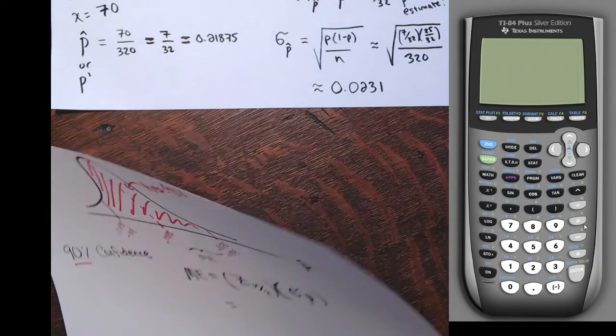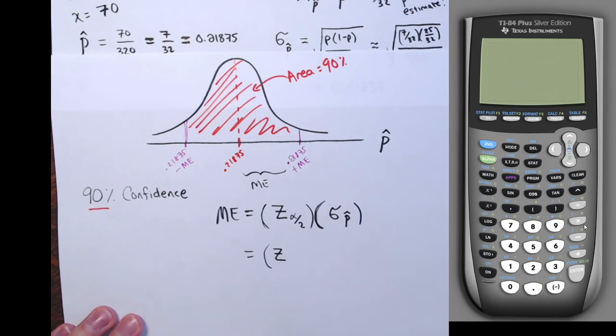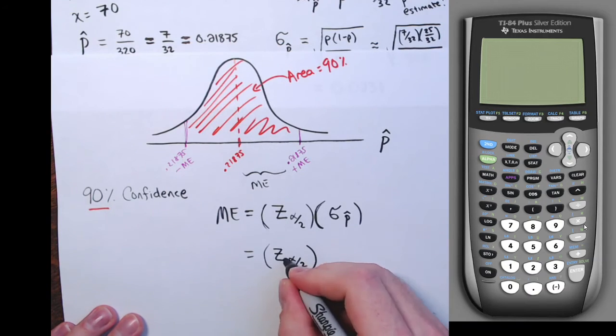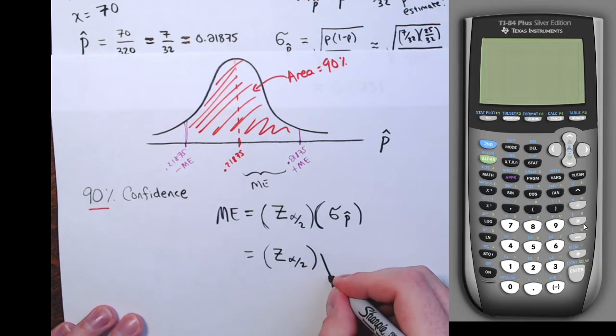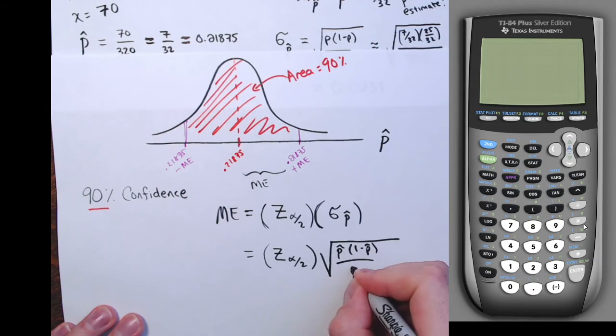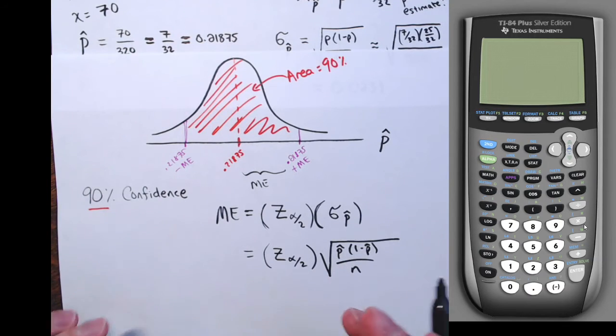So again, here's the formula for the margin of error when you're creating a confidence interval estimate of p. You have some z-score with an area of alpha over 2 above it, times the square root of p hat times 1 minus p hat divided by n. That was the standard deviation of the proportions; I used p hat instead of p to estimate it.